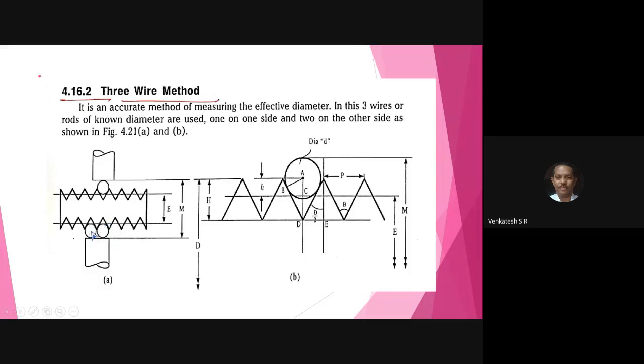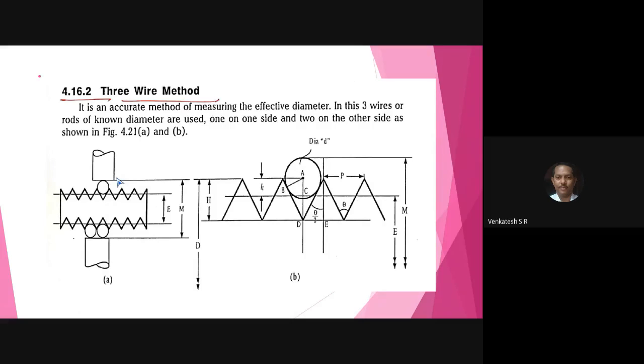See that the two wires sit in the profile of the thread like this. If you adjust one wire, the other wire automatically comes to the opposite side and sits in the thread profile. After fixing this, how do you measure the effective diameter? That is, the major diameter, minor diameter, addendum, dedendum, and the angle of the thread, that is theta.